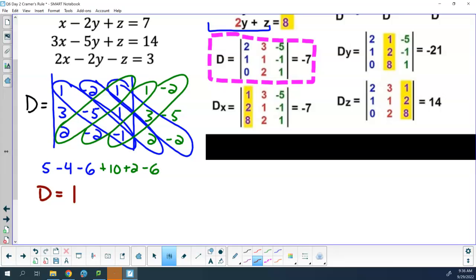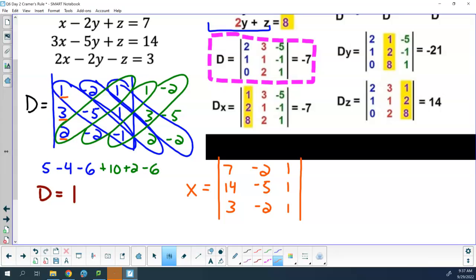Yes? Okay. Right? Good. Now, I need to solve for x. So I'm going to say my x matrix is going to be, now, instead of having 1, 3, and 2 there, I'm going to have 7, 14, and 3. So this is going to be 7, 14, and 3, and then negative 2 and 1, negative 5 and 1, negative 2 and 1. Okay? So now we've got to find the value of that determinant.